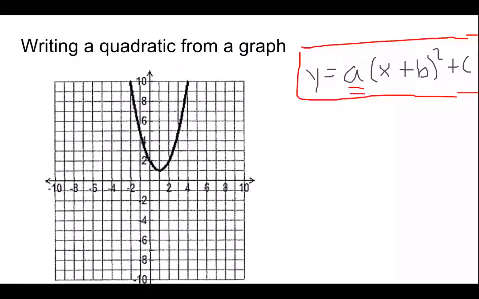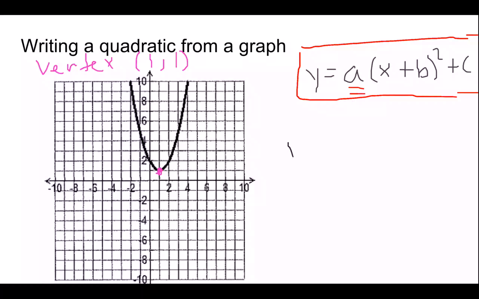So the very first point that we want to look at on the graph is where the vertex is. And as you can see, the vertex is that point right there, and that point is (1, 1). So there's our vertex. So we're going to use that point to help us write the equation.